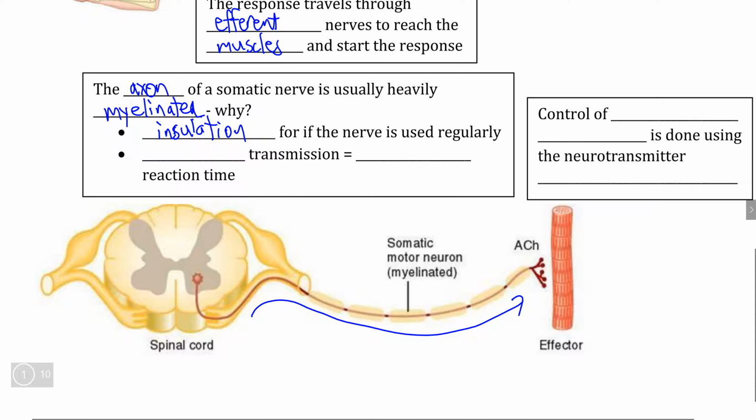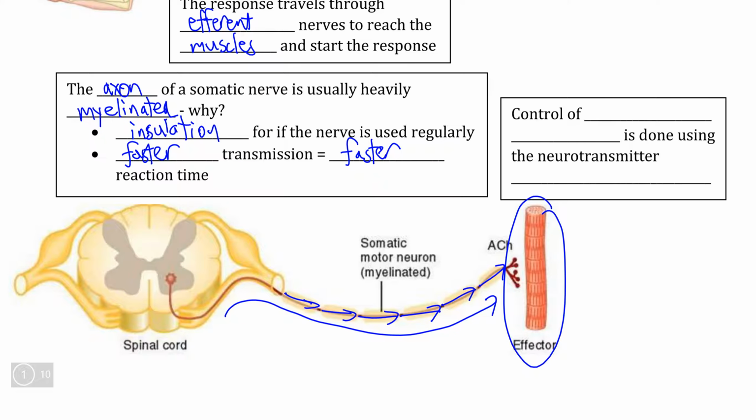Now, the other reason why we want a heavily myelinated axon when it comes to muscular control is that myelin, as we looked at in our video on action potential, drastically speeds up the transmission by using saltatory transmission from node of Ranvier to node of Ranvier rather than continuous transmission, resulting in faster transmission of action potential, which therefore translates to faster reaction time and a faster response in terms of muscle movement.